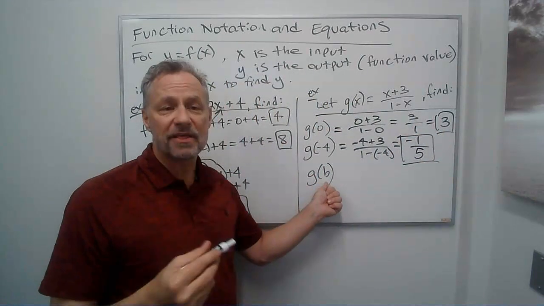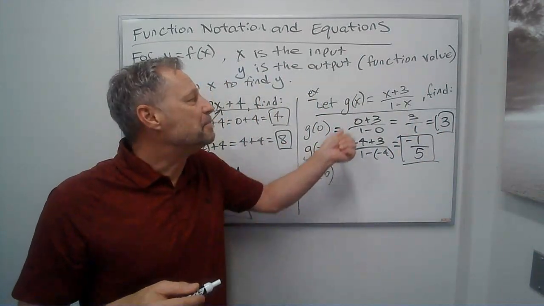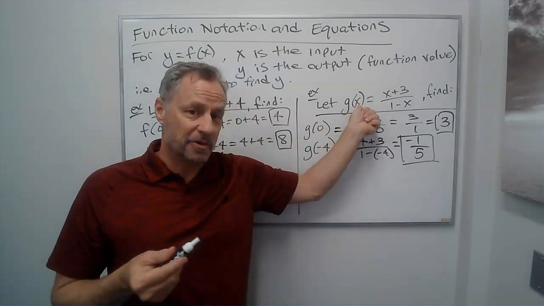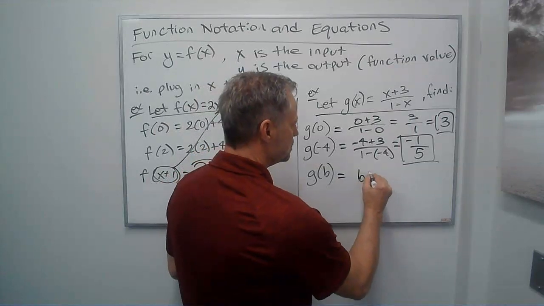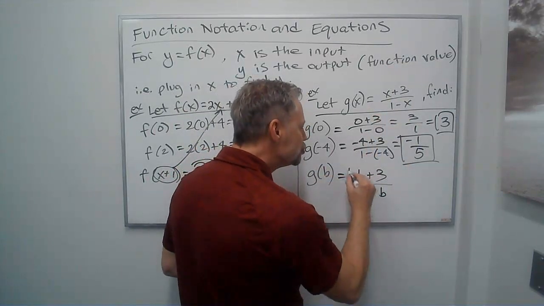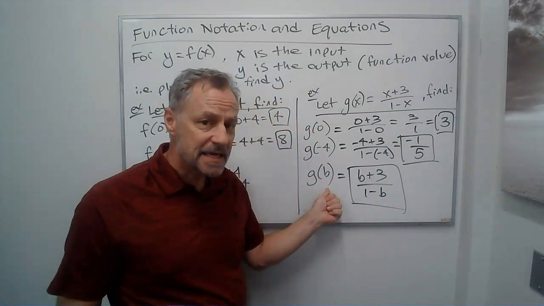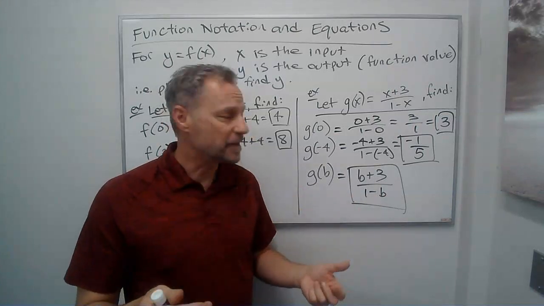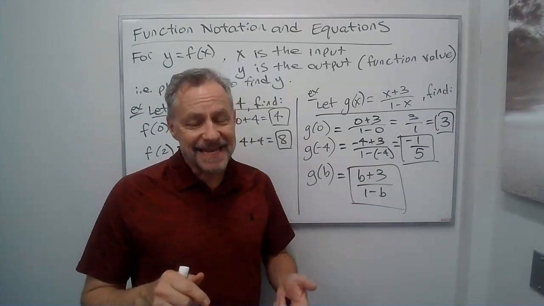And then again, I put another variable in here. So if they say what's g of b, I put b in wherever the given variable, this time x, was. So it's just going to be b plus 3 over 1 minus b. Again, I don't do anything with that, that's just my answer. g of b is this new formula, b plus 3 over 1 minus b. All right, that's the idea.